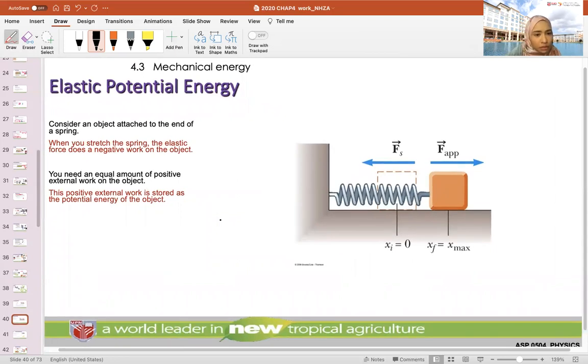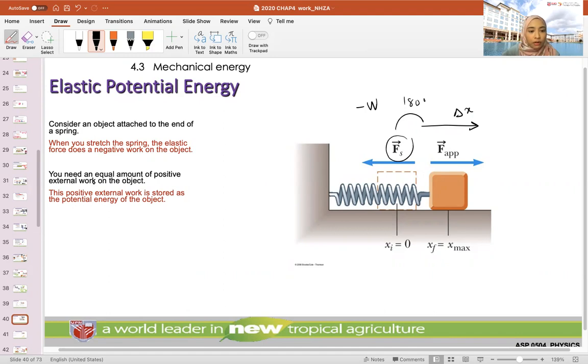Consider an object attached to the end of a spring. When you stretch the spring, elastic force does negative work on the object. Okay, so let's talk about this one. Okay, when you stretch the spring, you are moving the spring to the right, right? So your Fs, when you stretch the spring, the elastic force does negative work on the object. Kenapa? Sebab angle dia adalah 180 ataupun they are in the opposite direction, therefore you would have negative work.